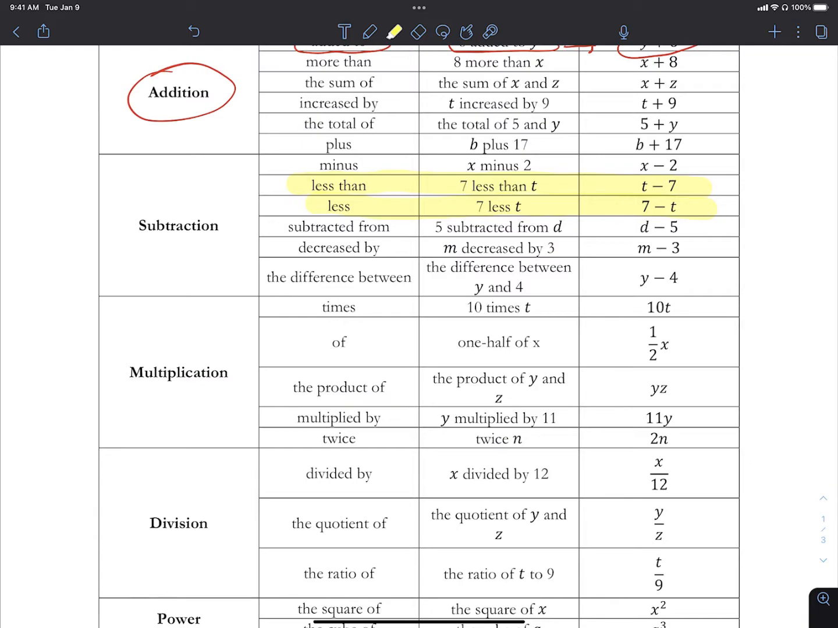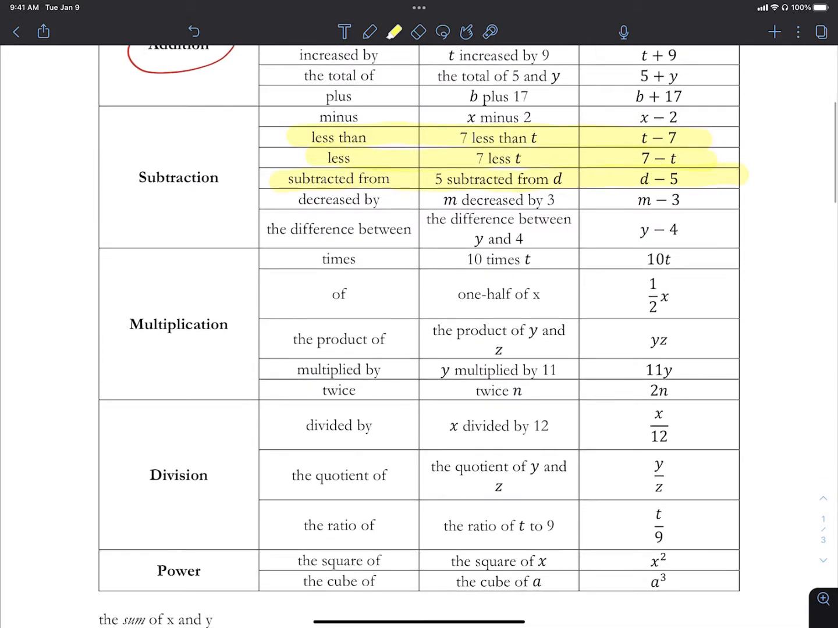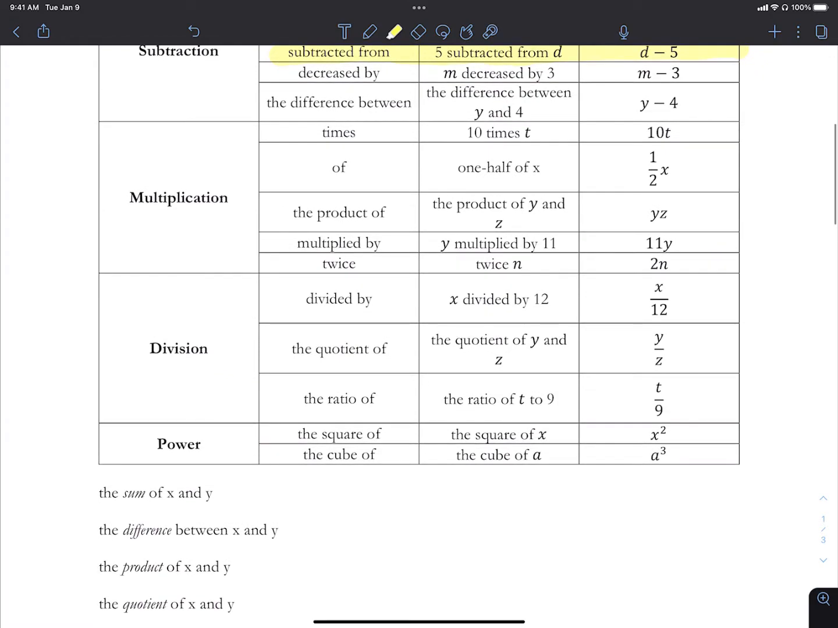Another one that's backwards is subtracted from, right? So you can see the very next row, subtracted from. So if you have 5 subtracted from D, right, that means you're taking 5 away from D, right? So that ends up being D minus 5, right? So that order flips, in the way it's presented with subtracted from as well, right? Right, so make sure you read over those and make sure you're comfortable.